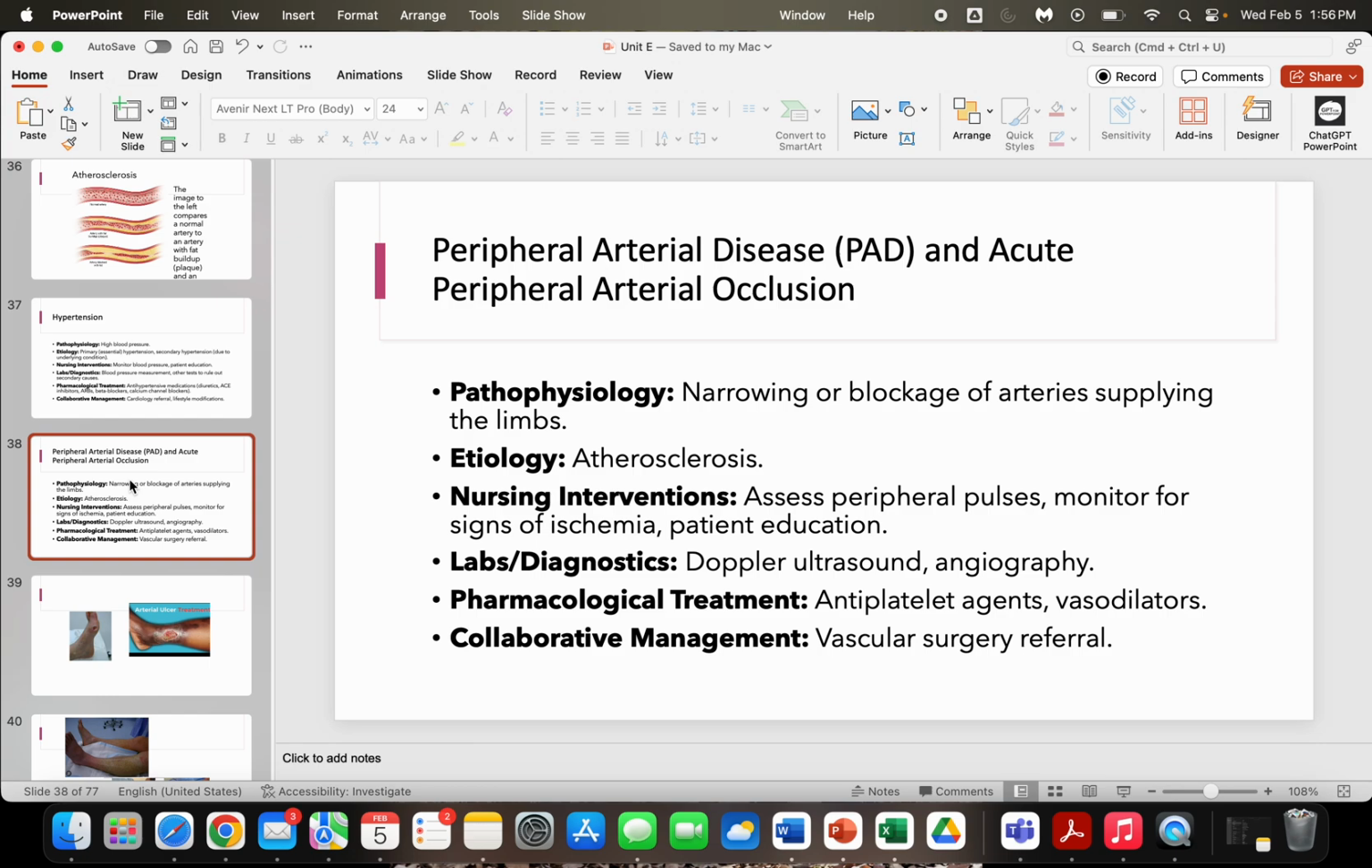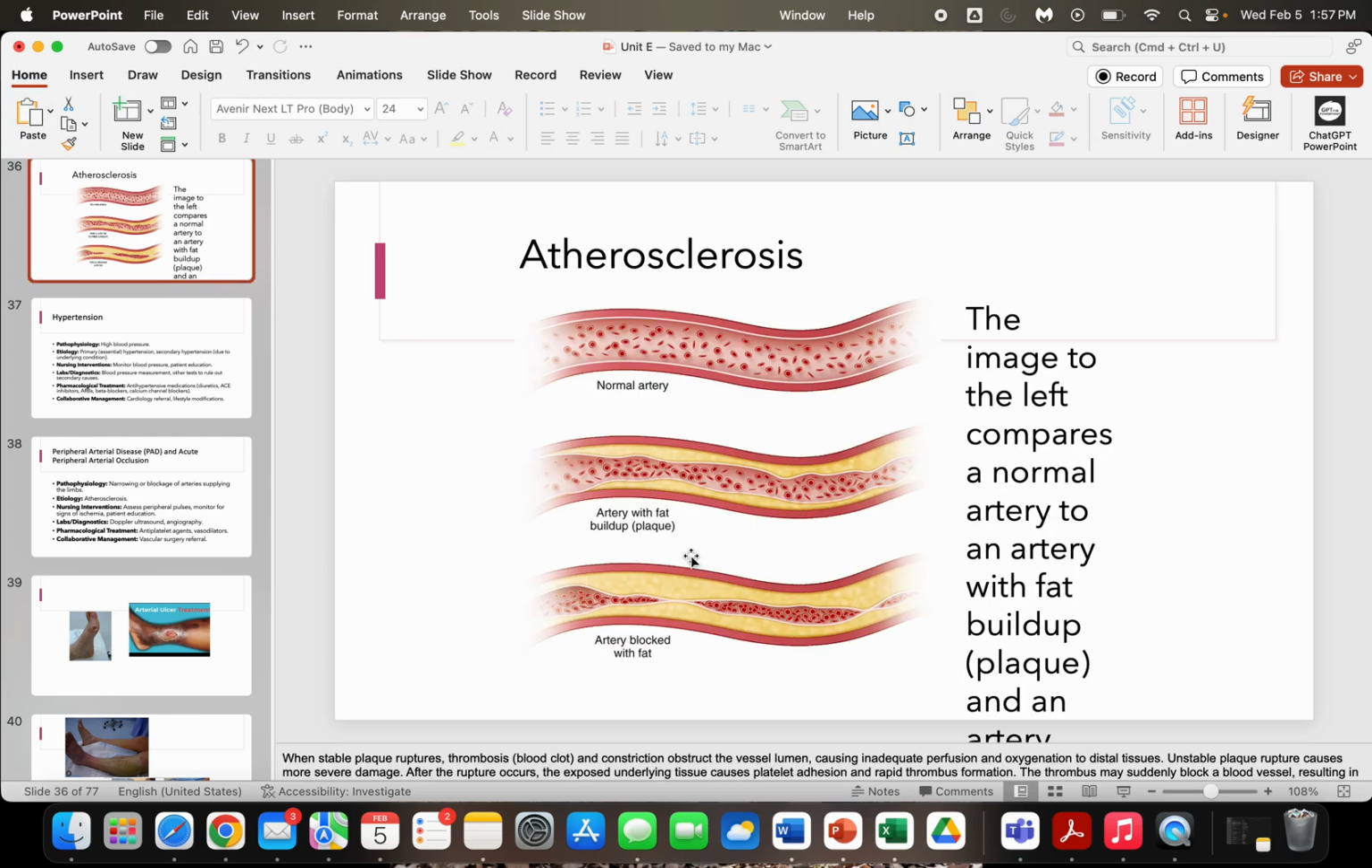All right. Let's talk a little bit about these two: peripheral artery disease and peripheral artery occlusion. Okay, we talked about atherosclerosis up here, right? Building up plaque. If this occurs right here, where you have a complete blockage of an artery, we're not talking about just in the heart, but your artery in your leg, typically it's in the legs, okay?